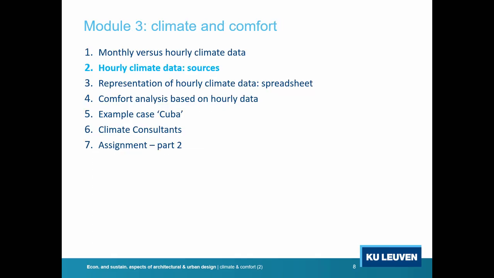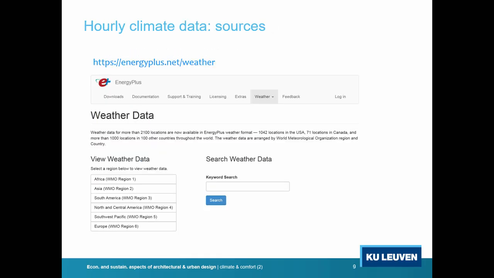Where do we find the data? Typically the main source is where we have these energy simulations, dynamic energy simulations, because these programs require it as an input. So there they typically provide the data, and that's where we're going to look also for our files. So the most important one, if you have your computer in front of you, you can have a look immediately.